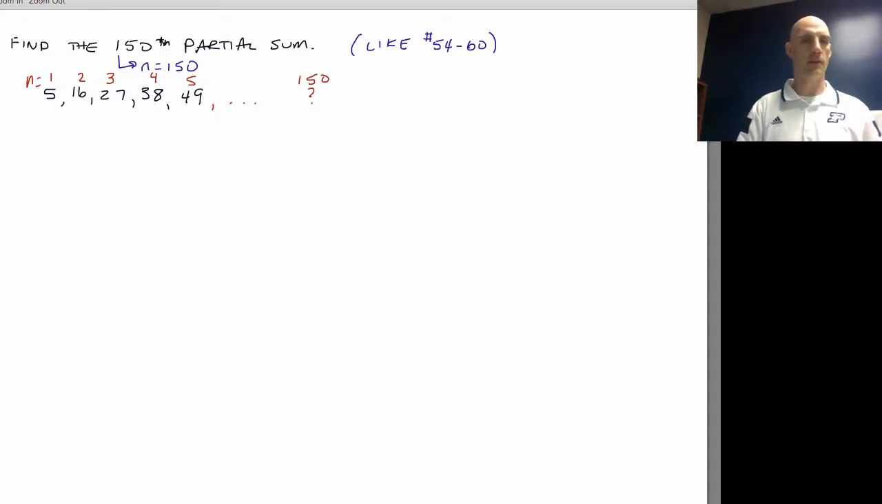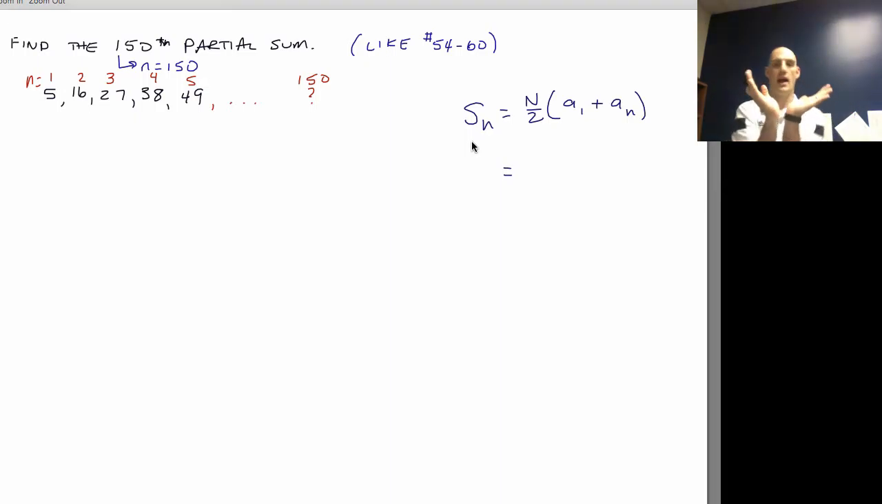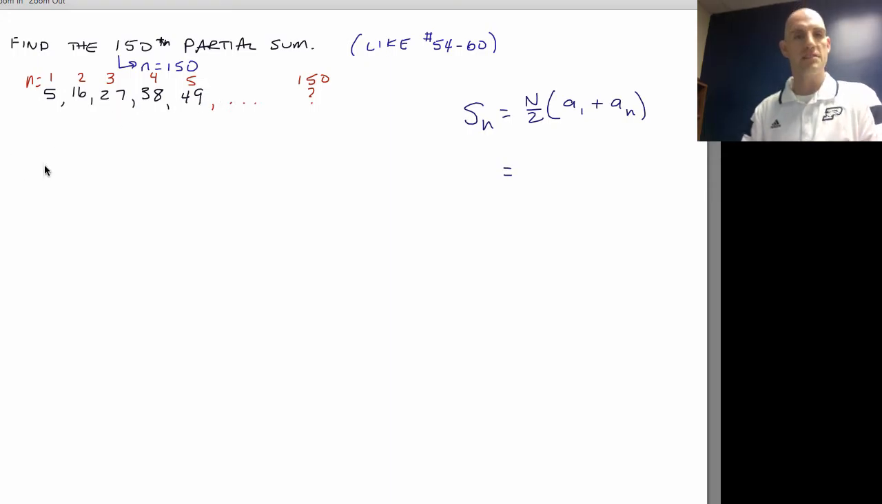We learned that formula the other day that talked about the sum of the terms is the number of terms divided by 2, and then you multiply that by a sub 1 plus a sub n. Well, if we look at what this formula means, it means we're taking that sequence and folding it in half on itself, so we add the first term and the last term together, and as we go down the line, we have half the number of terms, but all of the totals are the same. And because this is an arithmetic sequence, we can use this formula.